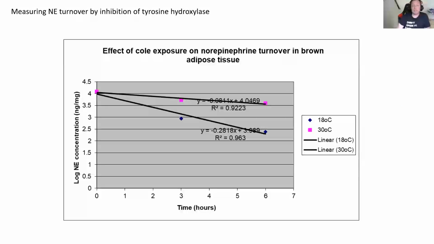And this is just to show some data from the effects of having mice at 18 or 30 degrees. And what you can see is the norepinephrine turnover here over 6 hours by plotting the log norepinephrine concentration on the y-axis against time. And you can see at 18 degrees, we get a steeper slope, as in we're losing more norepinephrine, and that slope is indicative of higher firing. In this case, we're looking at minus 0.28 versus minus 0.08. So we're looking at 3 times more SNS outflow to BAT in this case, at 18 degrees than 30 degrees. And each of these points, I think it's about 3 or 4 animals, but this was a pilot study to see if we could get it to work.